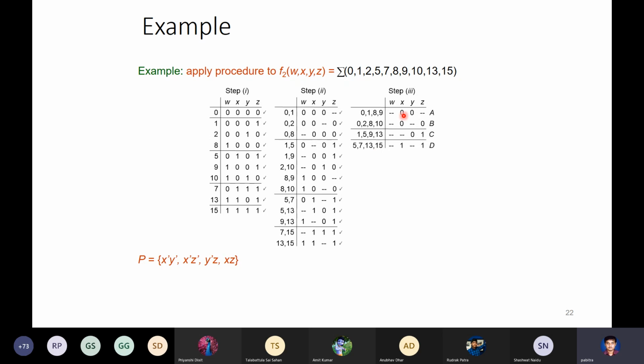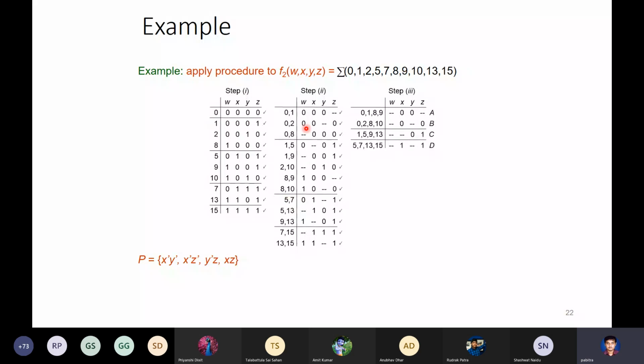Now in this step, so this is my step 3 table. In my step 3 table, are there any 2 blocks which match? Does 0, 1, 8, 9 match with 1, 5, 9, 13? No, it doesn't. They differ in more than one position. Does 0, 2, 8, 10 match with 1, 5, 9, 13? No, it doesn't. Does 1, 5, 9, 13 match with 5, 7, 13, 15? No, they differ in more than one position. They are not matching pairs. Okay, so you cannot expand this table further. Okay, so we have these 3 tables now.